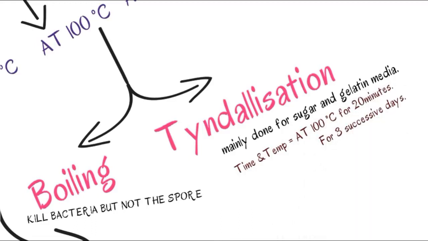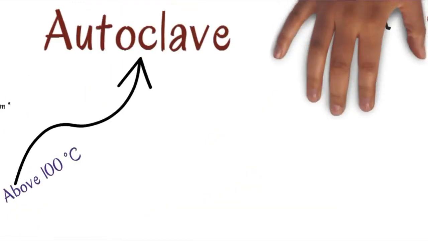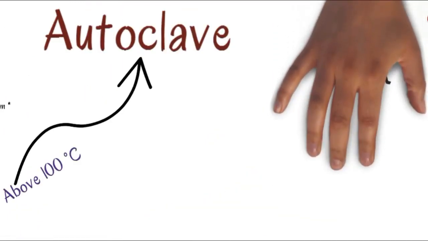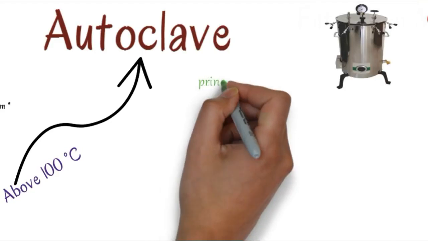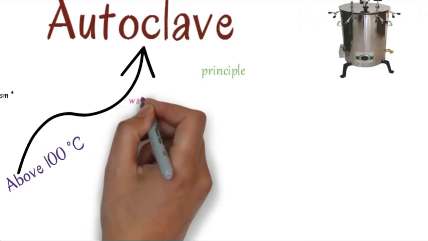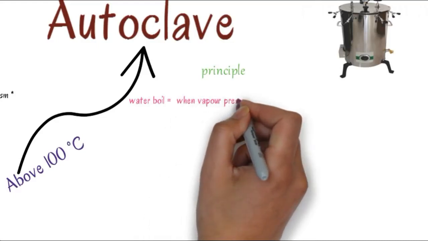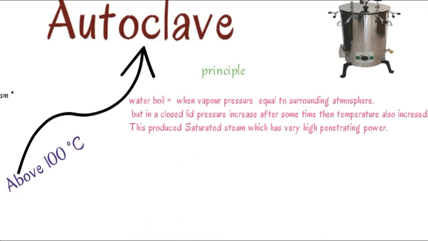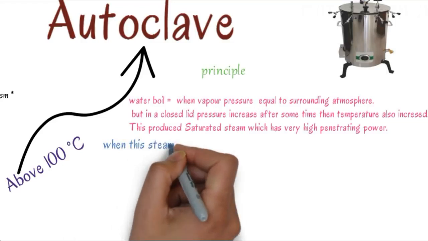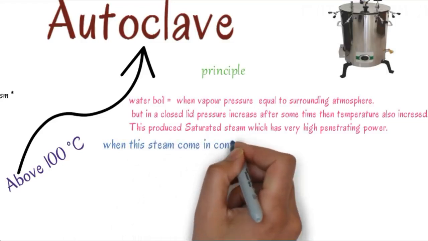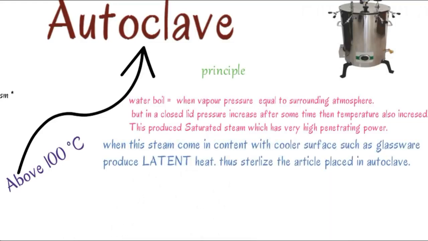Above 100 degrees Celsius, we have the autoclave, which is very important. Remember this in the case of moist heat. Principle: water boils when the atmospheric pressure and the internal chamber pressure, which contains vapor, are equal. So in a closed lid, when pressure increases, temperature also increases. This produces saturated steam which has high penetrating power. When this steam comes in contact with a cooler surface such as glassware containing media, it produces latent heat. Remember this: latent heat thus sterilizes the articles in the autoclave.